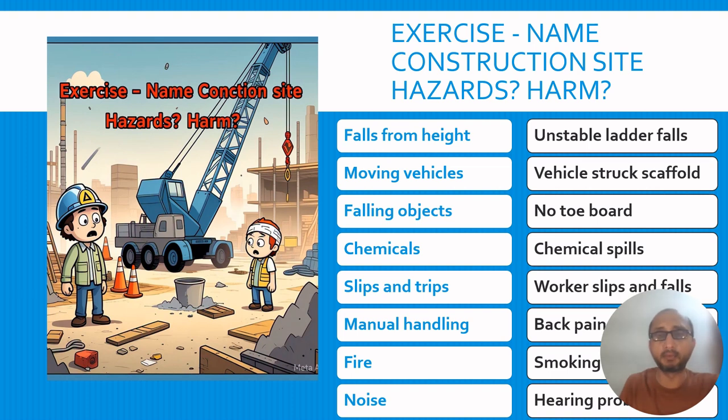Chemical spills can cause harm. Then a worker slips and falls maybe due to the spillage of water or chemical. Back pains due to the manual handling. Then fire, maybe smoking can be the reason, or hot works activities that we are doing there. Then due to the noise, temporary or permanent hearing loss.